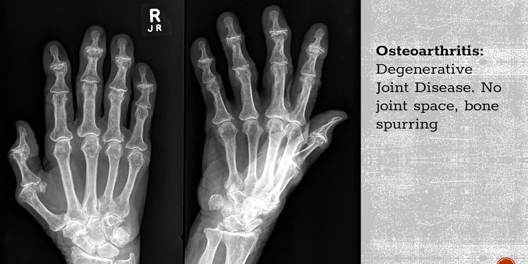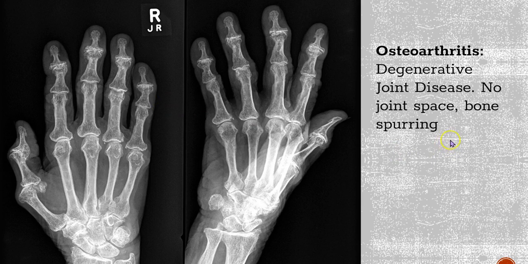Osteoarthritis. Another name for this is degenerative joint disease. And in degenerative joint disease, this is something that can happen as we age. You'll see a couple key characteristics. First of all, no joint space. So notice in some of these, the DIP joint here, there is like no joint space left. It's really just bone on bone. And you can imagine that that's painful every time you move your hand.